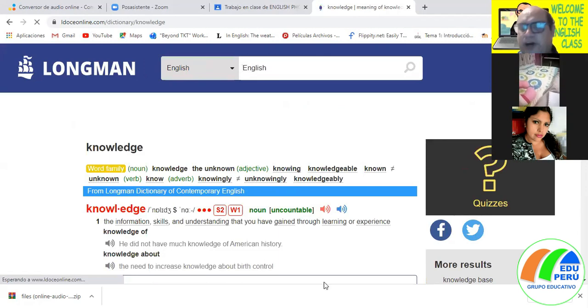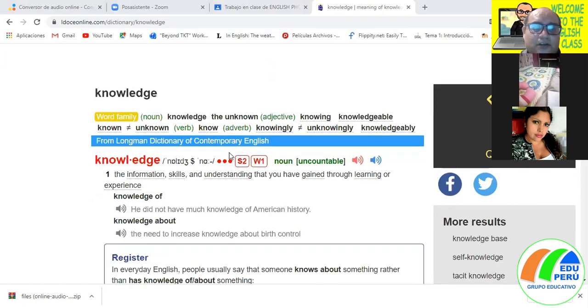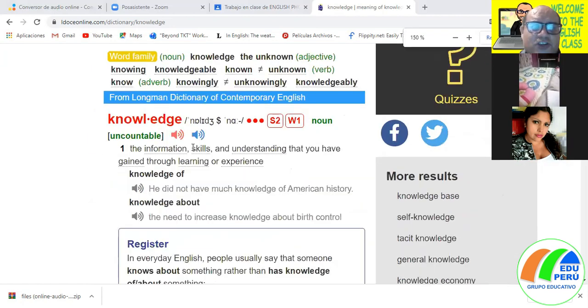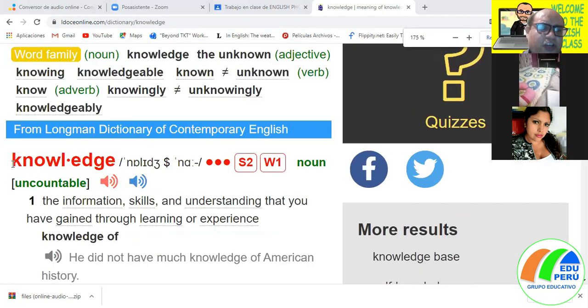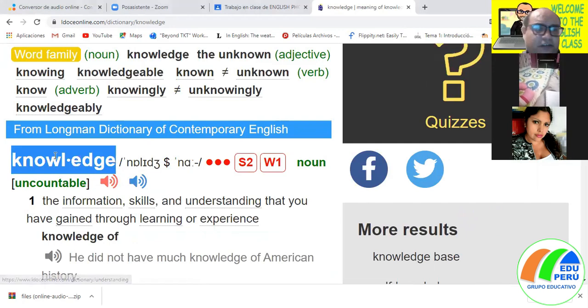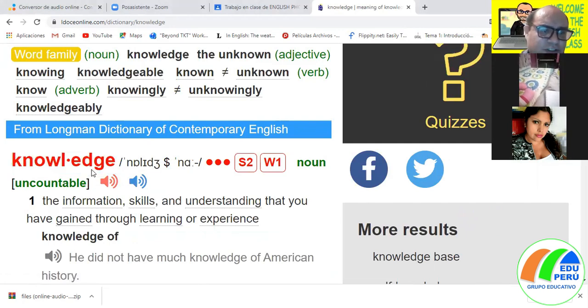Another important part that a dictionary has, and we are going to use this in morphology, we are going to get it in advance, is the word family. Notice, first, the pronunciation. I'm going to make it bigger. You have the word here. You have the number of syllables. You have the dots. Notice here, it means that this word has two syllables.